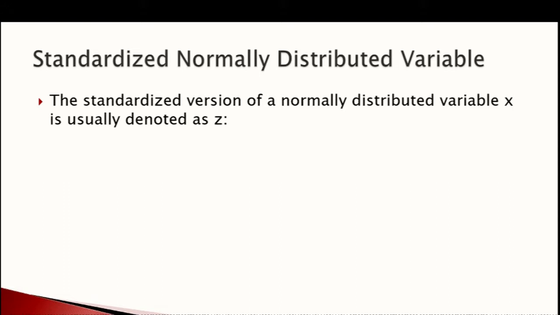So how do you standardize a normally distributed variable? We do so by utilizing the z-score. The standardized version of a normally distributed variable x is usually denoted as z, and z can be computed using this formula: z equals x minus mu over sigma.